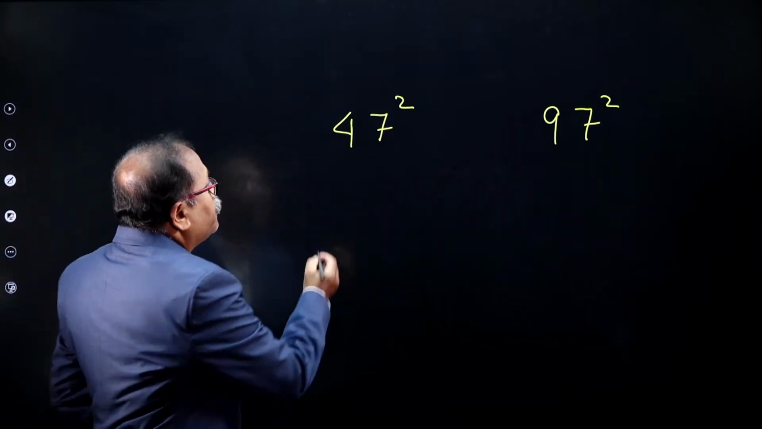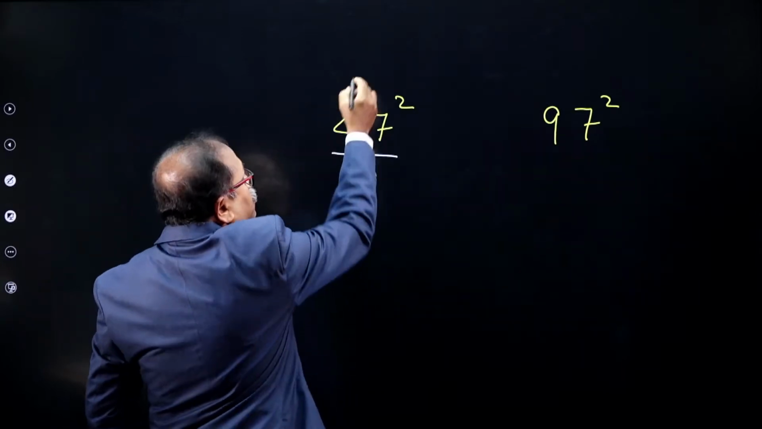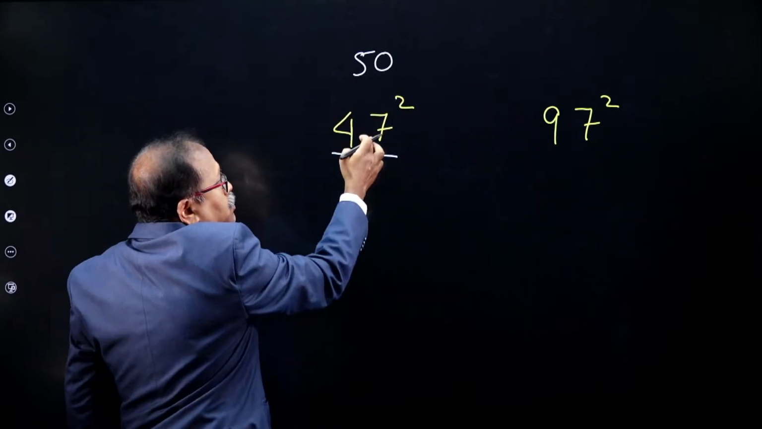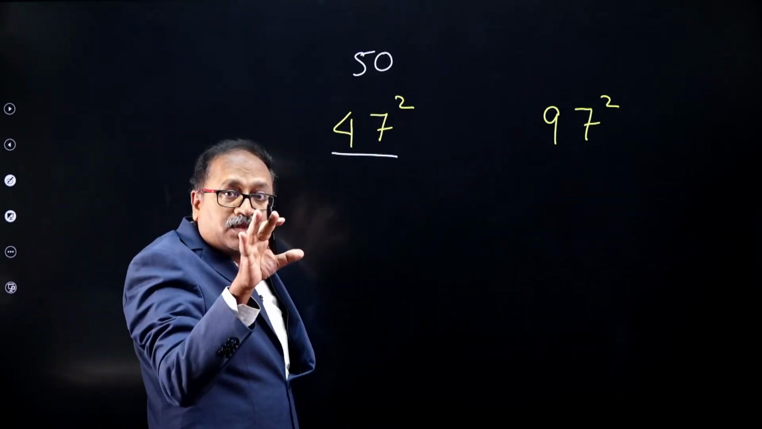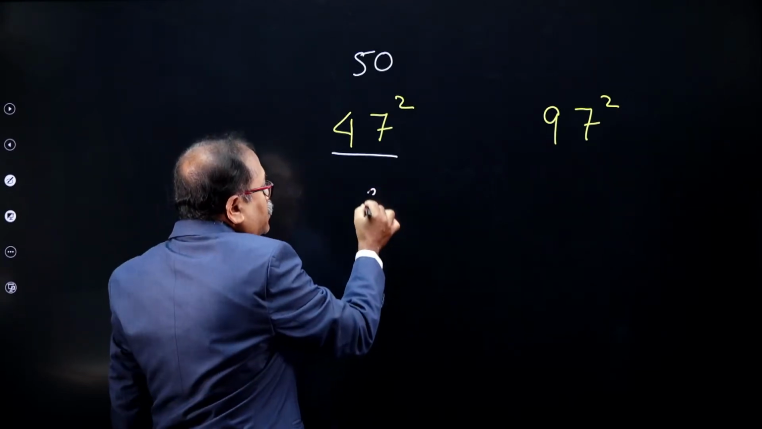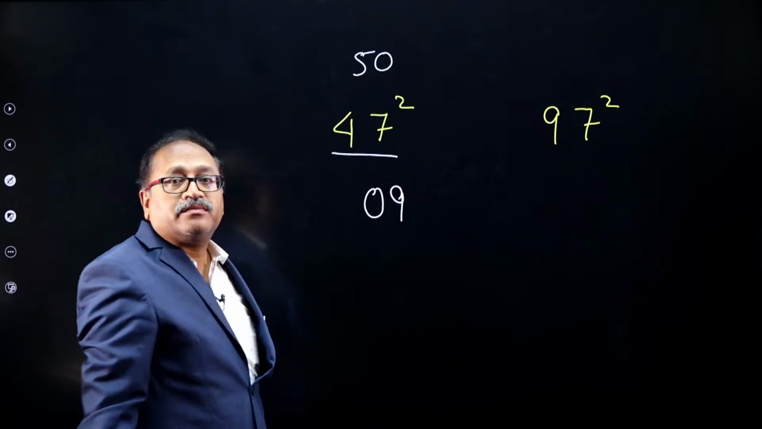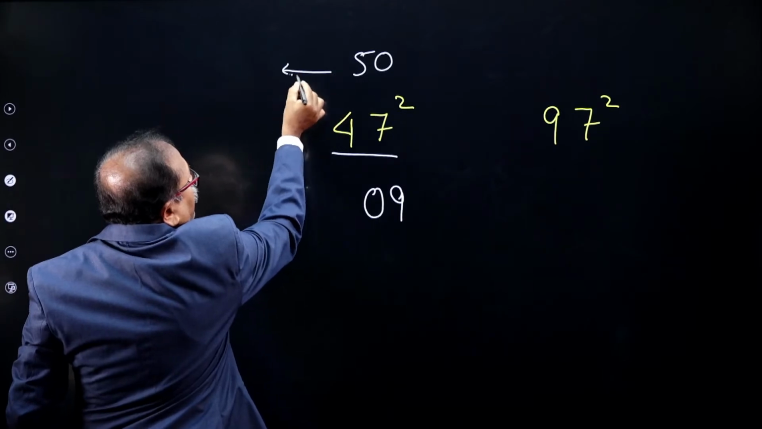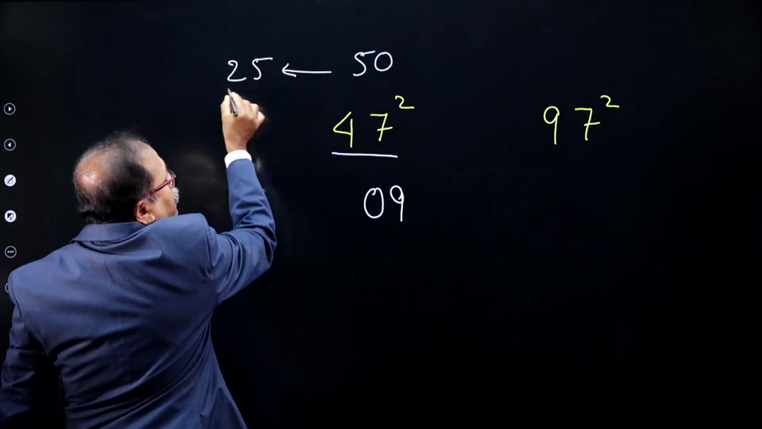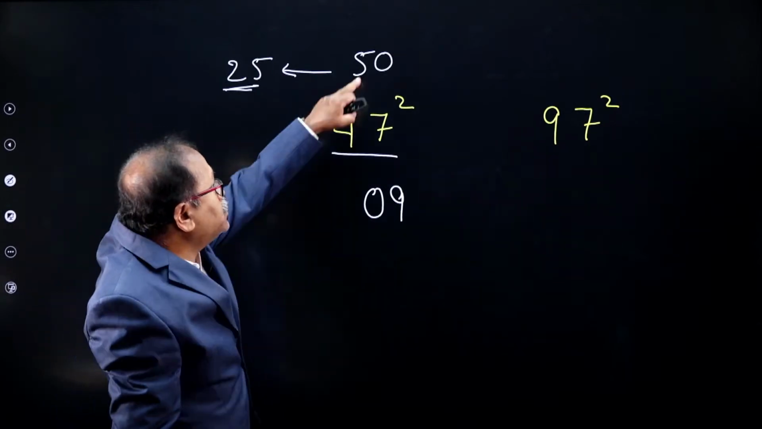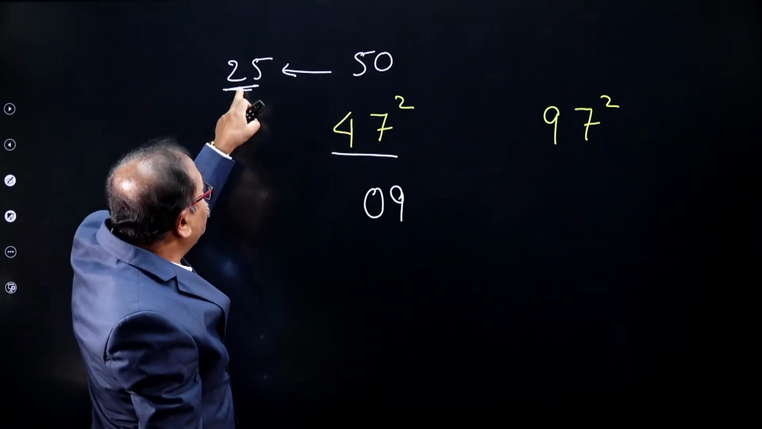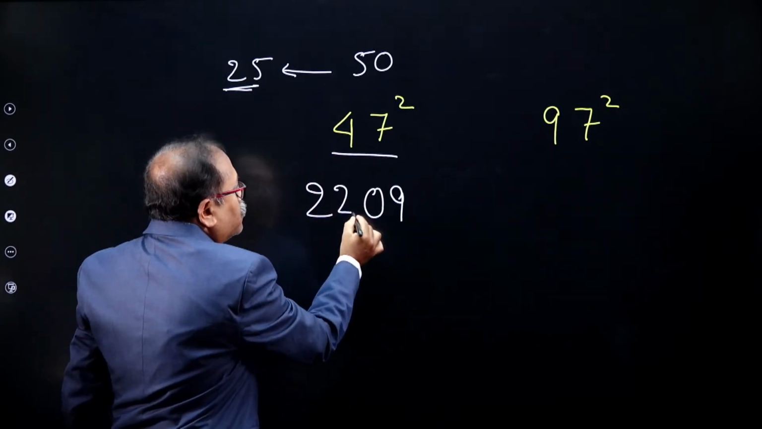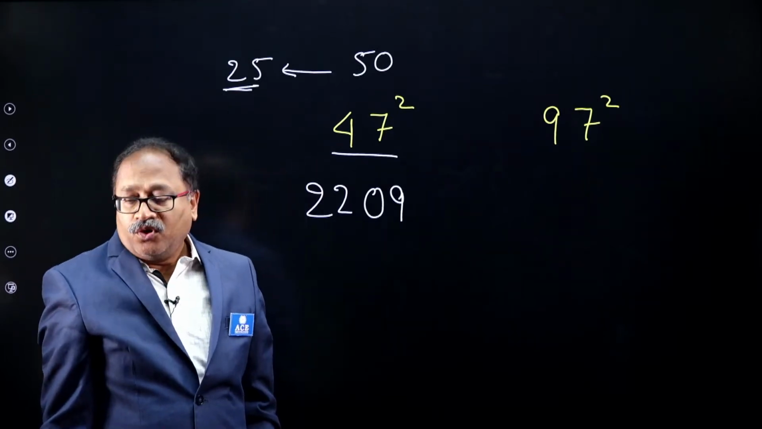Yes. So what we do here, we take that this is closer to 50. For this we take the base 50. From 50 this is how much less? 3 less. And the 3 square is 9. So I will take that 09 here. And this 3 should be subtracted from half of 50, which is 25. So this is 3 less than 50. So subtract 3 from 25. So that is 25 minus 3. That gives us 22. Hope it's clear.